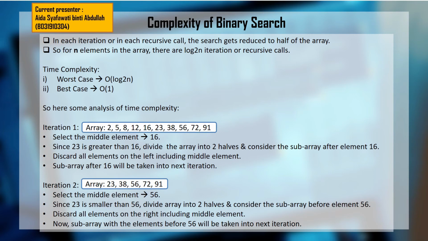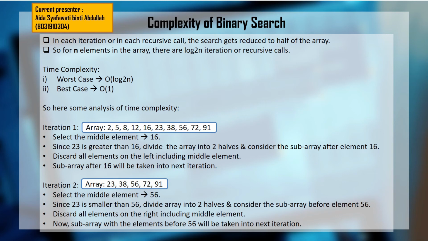So here is some analysis of time complexity. For this example, there are 3 iterations. For iteration 1, the array is given. From the array, we select the middle element and the target is 23. Select the middle element 16. Since 23 is greater than 16, divide the array into 2 halves and consider the subarray after the element 16. Discard all elements on the left including the middle element. The subarray after 16 will be taken into the next iteration.